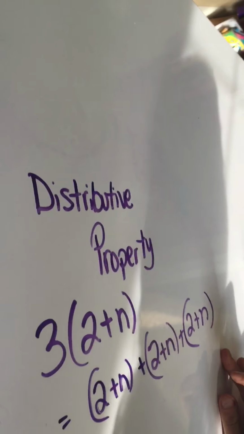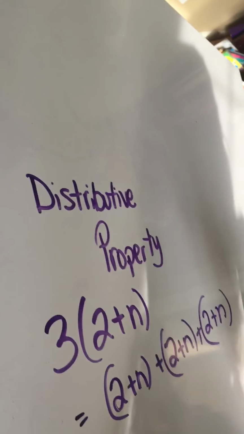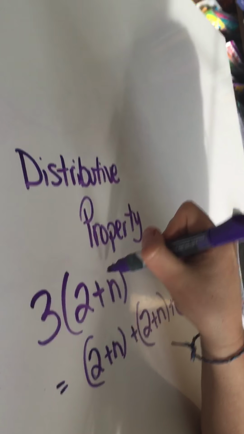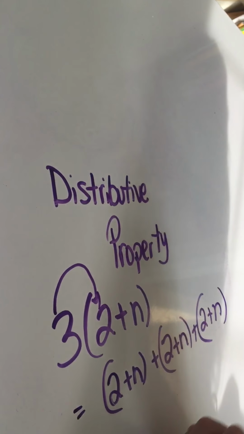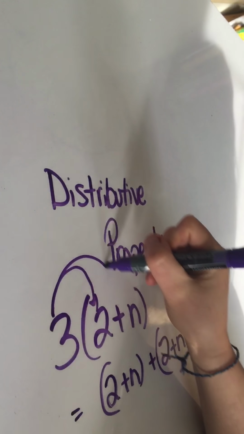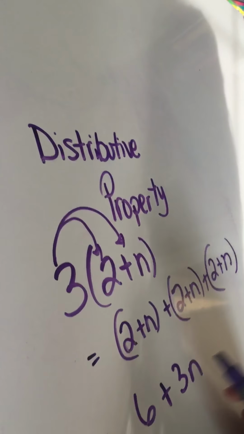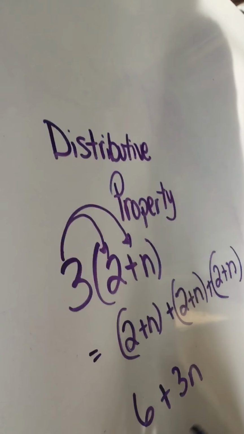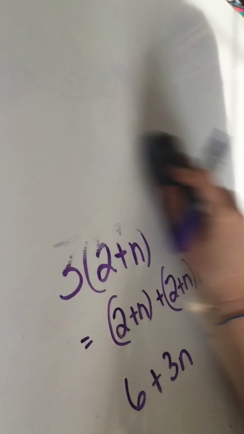But instead of writing that out that way, it's much faster if I use multiplication. So everything in that bracket has to be multiplied by 3. 3 times 2 is 6. 3 times n is 3n. So it's the same thing as writing it out, it's just faster to do it that way. I'm going to show you one more time.